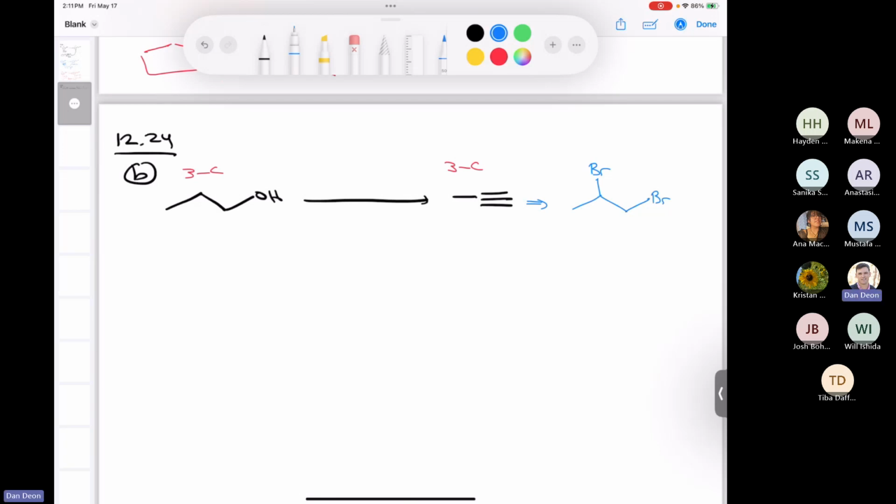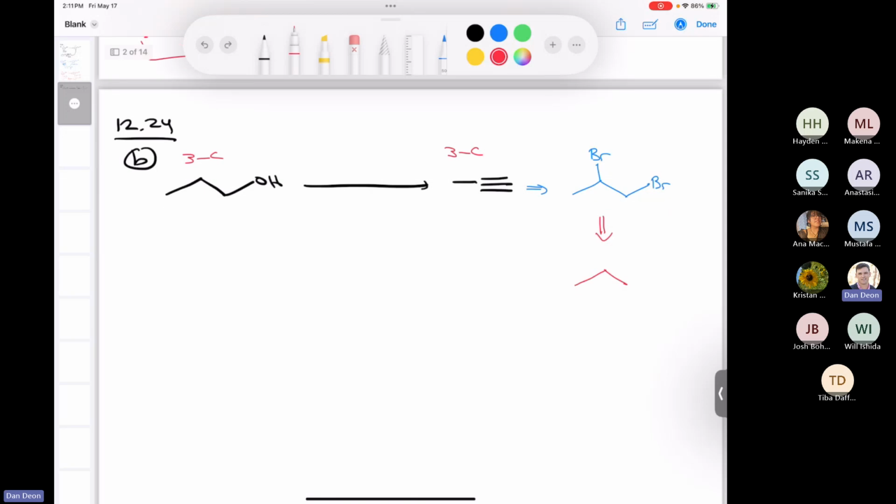followed by treatment with water. So then the question becomes, well, how do I get from here to here? Well, if I do another retrosynthetic step, I know the only way I can make that dibromide is from propene, right? I have to make it from this compound and treat it with Br2. So then the question comes, well, how do I get from here to here?